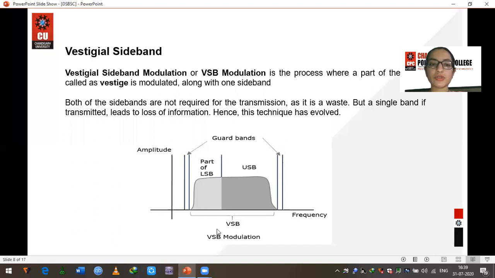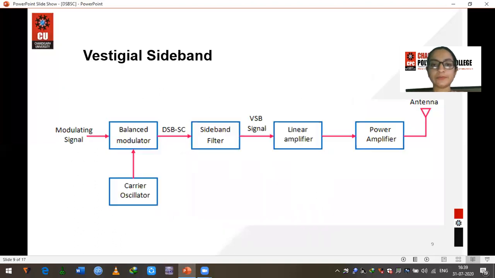In this picture, you are able to see that we have two guard bands. In VSB we can receive only one part, which sometimes results in loss of information. So VSB modulation covers the upper sideband and lower sideband both, but within the guard bands.